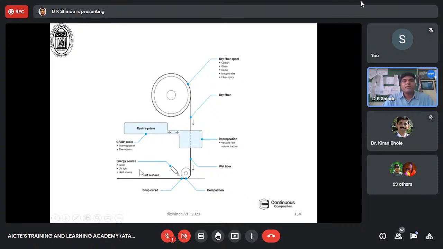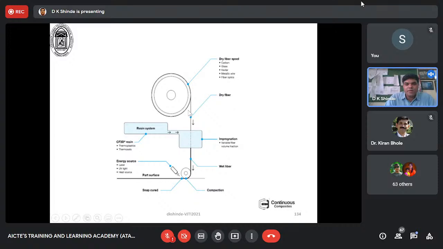Sorry for the disturbance. So what we have is a dry fiber spool, maybe carbon, glass, Kevlar, or metallic wire, and all of these are wound here. It will be passed through the dry fibers. This is a resin bath, and the fiber passes through the resin bath. The resin bath is maintained so that the fiber picks up resin, and this level is maintained in the bath.